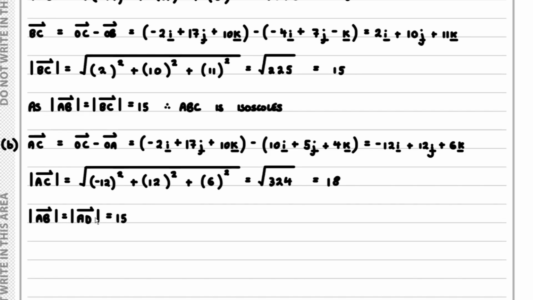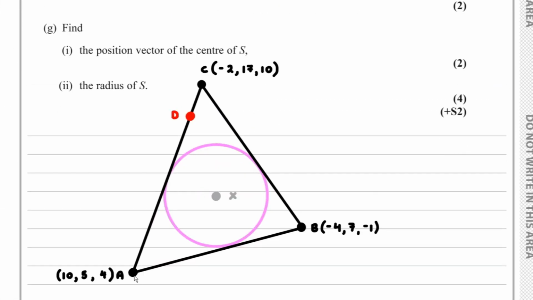Now we know that AB, which is equal to AD, will equal 15, because we know that AB is equal to 15. That's what we worked out in part A. Which means D is 15 over 18, or 5/6 of the way from A to C. And that's what we see here. AD is 5/6 of AC.